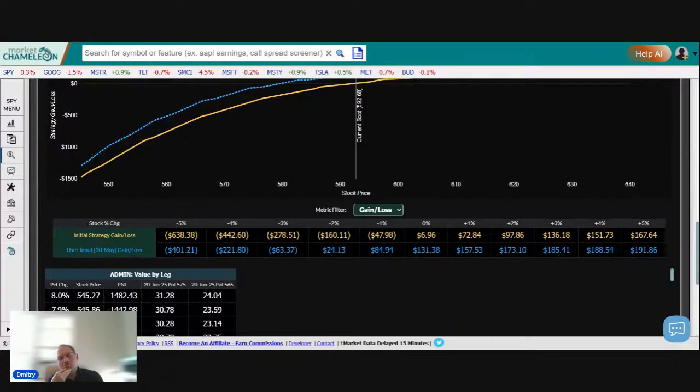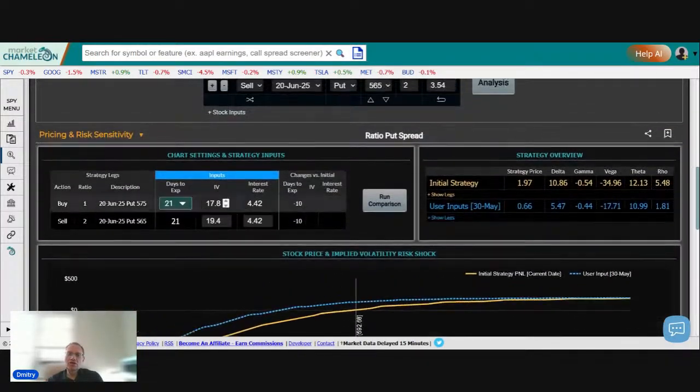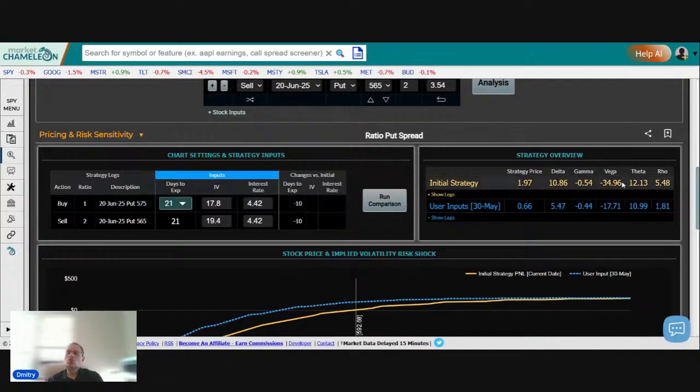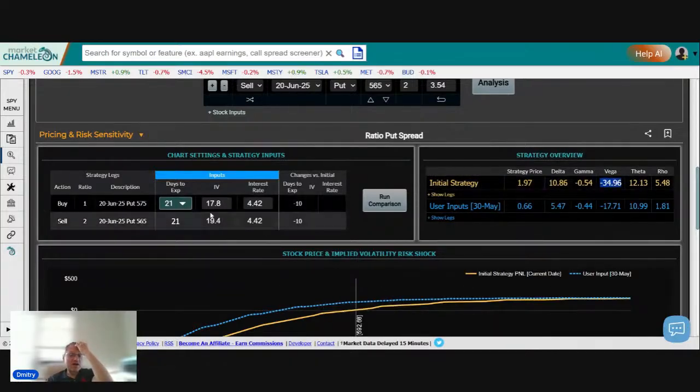But what if implied vols change? Look, what if the implied volatilities don't stay the same? So we could go here and check that, and we could see here we are short Vega. So if implied vols move down in both, that's good for us. If they move up, it's bad for us.